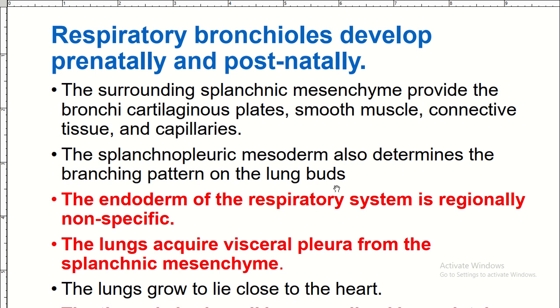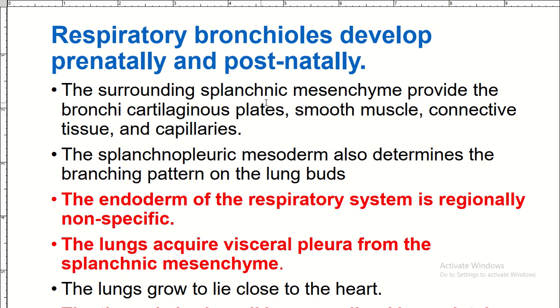postnatally. So the surrounding splanchnic mesoderm, what is another name of splanchnic mesoderm? That is visceral mesoderm, that will be surrounding your gut tube, remember. So this splanchnic mesoderm is going to give rise to the bronchial cartilage plates, smooth muscle, connective tissue, and capillary. But as for the epithelia, it is going to come from the endoderm of the foregut. That is most specifically your foregut.